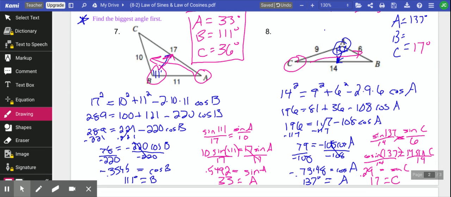And then the last step, we'll take 180 minus those other two angles to get the third angle, which is 26 degrees.